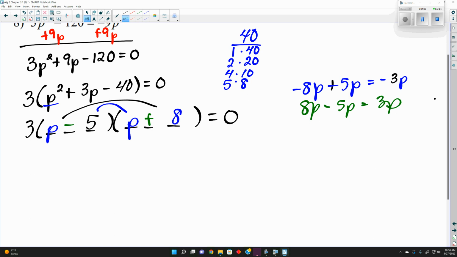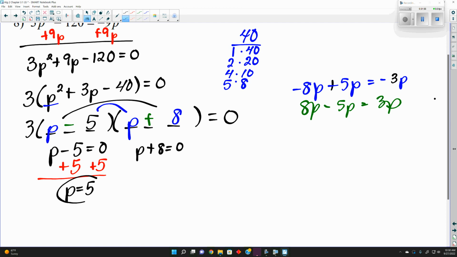And then we can solve by our zero product property. p minus 5 is 0, or p plus 8 is 0. So for this one here, we would add 5 to both sides, telling us p is equal to 5. The other one, we would subtract 8 from both sides, telling us p is equal to negative 8.